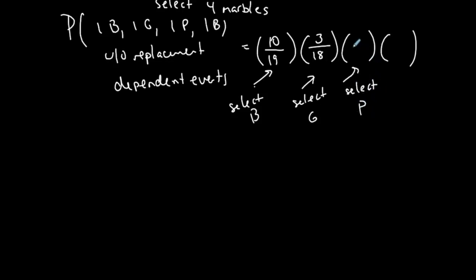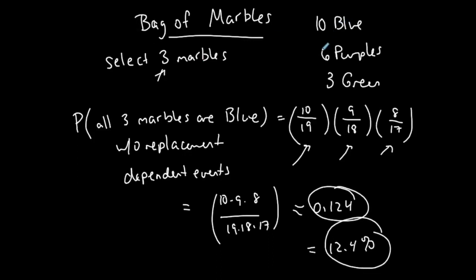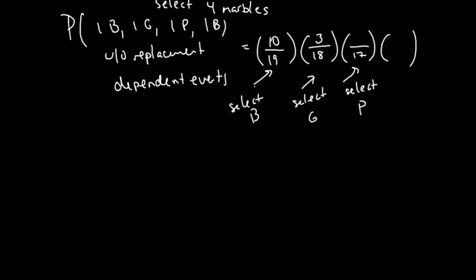And again, I'm not putting the blue marble back, I'm not putting the green marble back. So instead of 19 marbles, I now have 17, 2 less. I'm keeping the first 2. But the marbles that I picked, because it was a blue and a green, does not affect the amount of purple, so I still have 6 total purple marbles. So my probability of selecting a purple is now 6 out of 17, after selecting a blue and then a green and keeping them. The last one is another blue one.